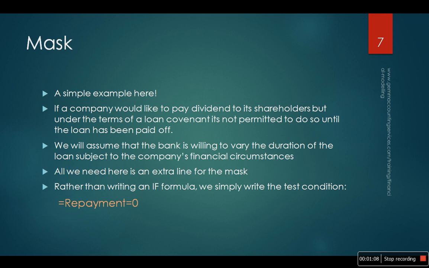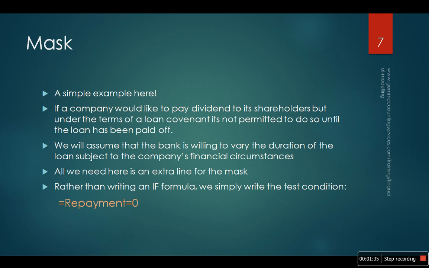A simple example here: if a company would like to pay dividend to its shareholders, but under the terms of a loan covenant, it's not permitted to do so until the loan has been paid off. We will assume that the bank is willing to vary the duration of the loan subject to the company's financial circumstances. All we need here is an extra line for the mask.